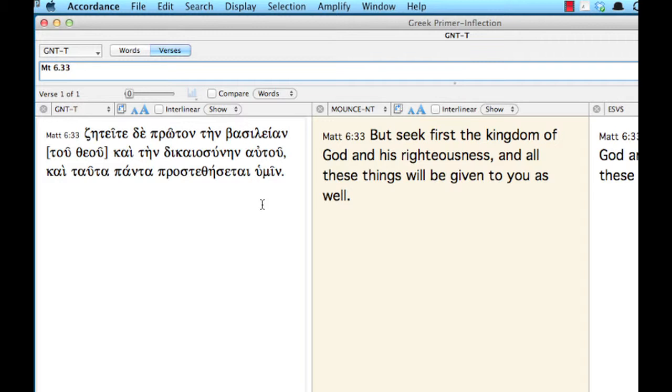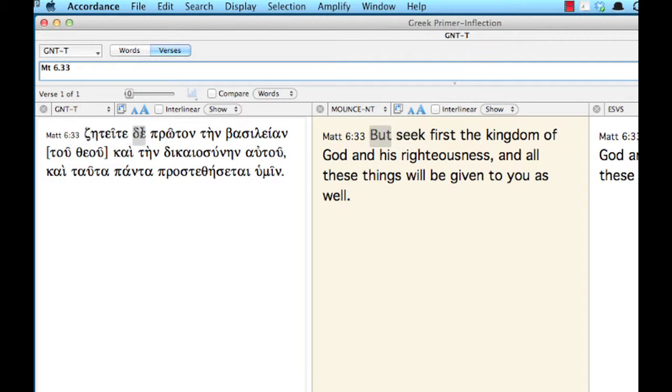And we can go back and talk about the meaning of each word. Zeteite is a form you haven't seen yet. It's an imperative, and it's a second person plural. So Jesus is still addressing the group, and he tells the group, seek.